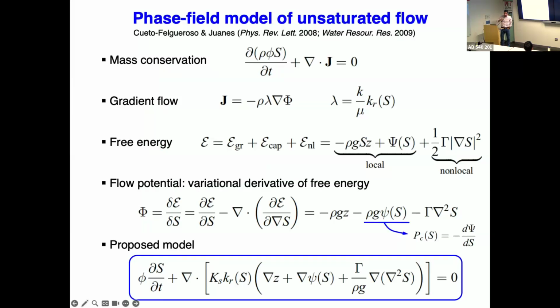So you can go through the motion of writing down the interface of the system and recognizing that there's a non-local component to that free energy, and then you introduce mass conservation, you derive the chemical potential from the variational derivative of free energy, and you arrive at an equation that is like Richards equation with an additional term. This additional term doesn't have a free parameter.